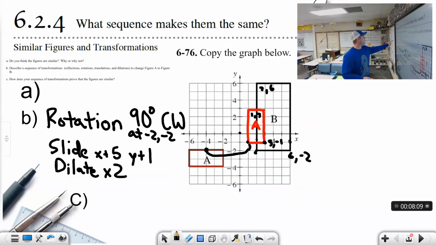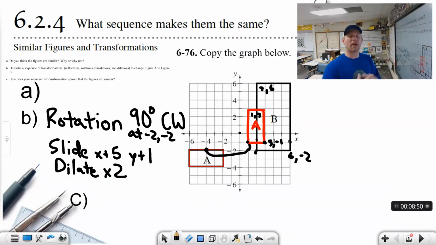Okay, problem letter C. How does your sequence of transformations prove that the shapes are similar? When we do these transformations, the slide and the rotation, the rigid transformations, maintained the congruence. They were exactly the same. But when we multiplied everything by 2 in the dilation, it landed in the exact same spot, which means A is similar to B. Okay?